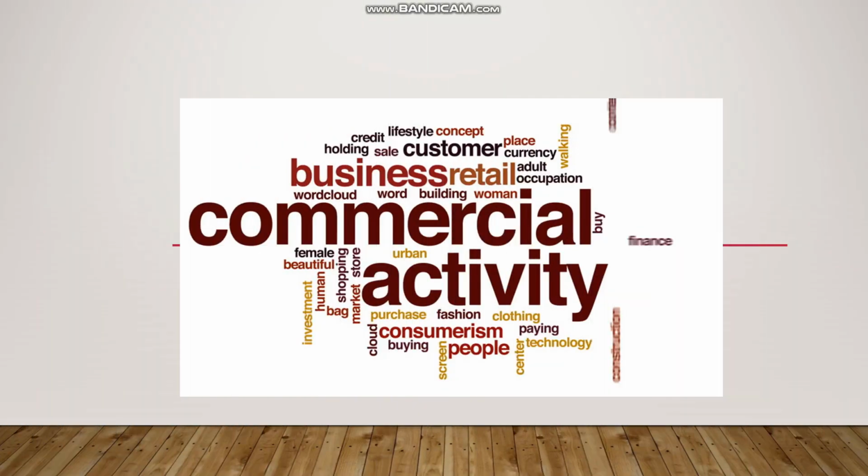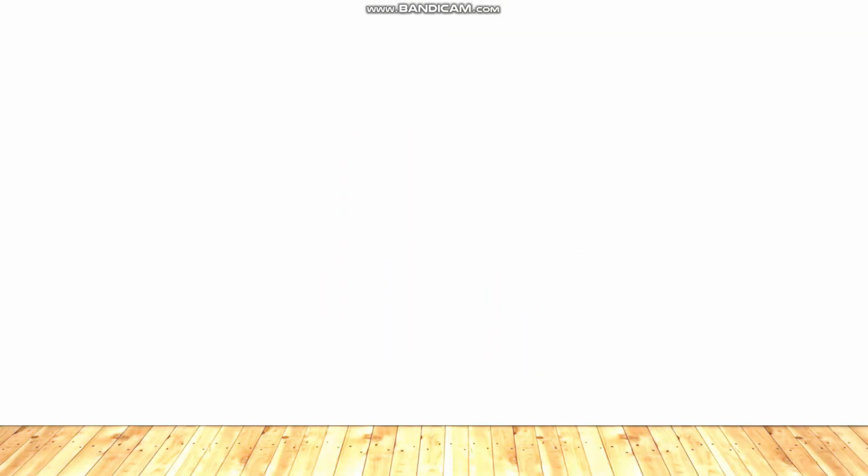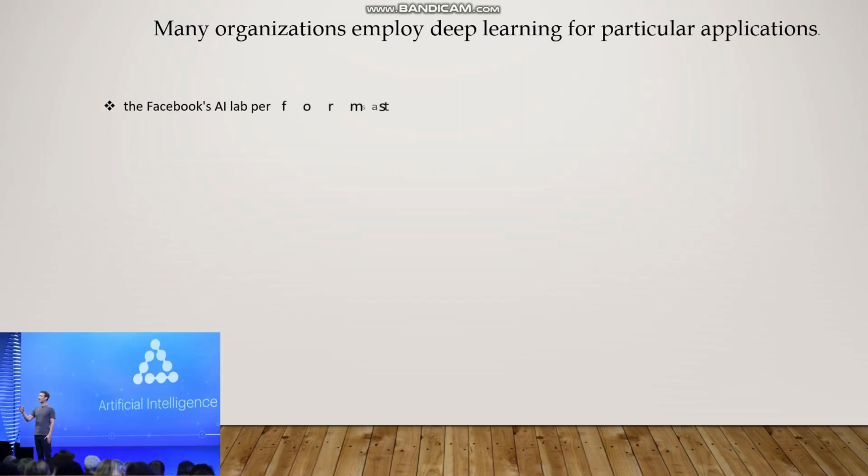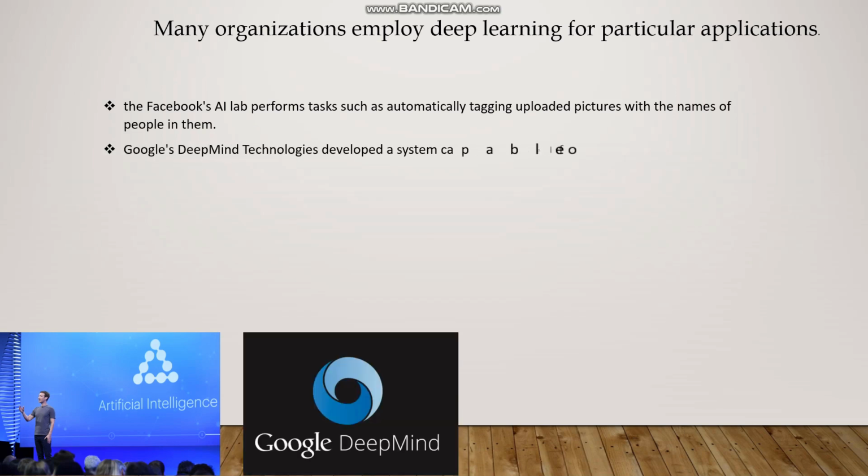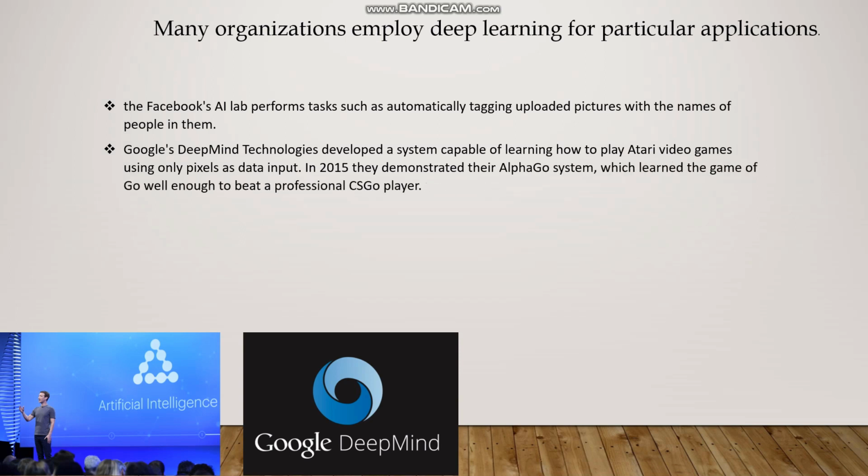Now, we are here with the commercial activity. Many organizations employ deep learning for particular applications. The Facebook AI Lab performs tasks such as automatically tagging uploaded pictures with the names of people in them. Google's DeepMind Technologies developed a system capable of learning how to play Atari video games using only pixels as data input. In 2015, they demonstrated their AlphaGo system, which learned the game of Go well enough to beat a professional Go player.